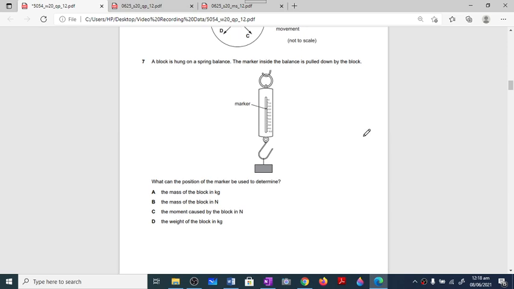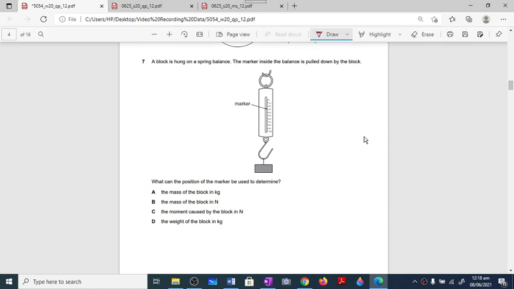Question number 7. A block is hung on a spring balance. The marker inside the balance is pulled down by the block. What can the position of the marker be used to determine? Now, if you observe the first option, the mass and its unit is kg. The mass, its unit is Newton, wrong. The moment caused by the block in the Newton, no, it's wrong unit. The weight will not have the unit in kg. So the mass of the block in kg is the correct option.